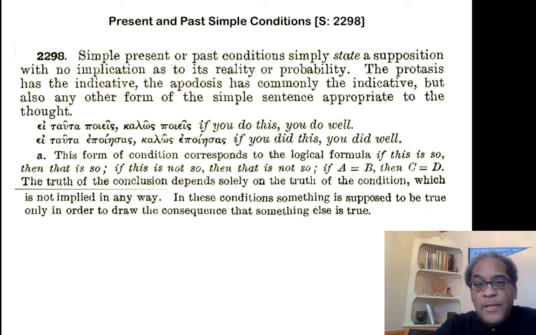So the examples here: if you do this, you do well. If you did this, you did well. εἰ ταῦτα ποιεῖς, καλῶς ποιεῖς; εἰ ταῦτα ἐποίησας, καλῶς ἐποίησας.